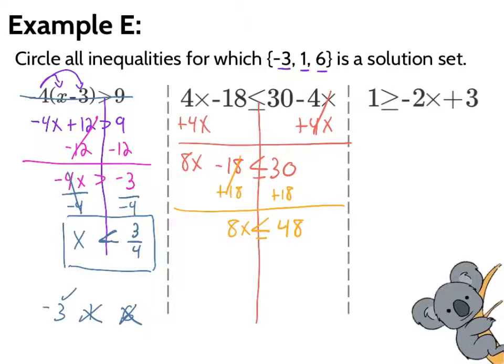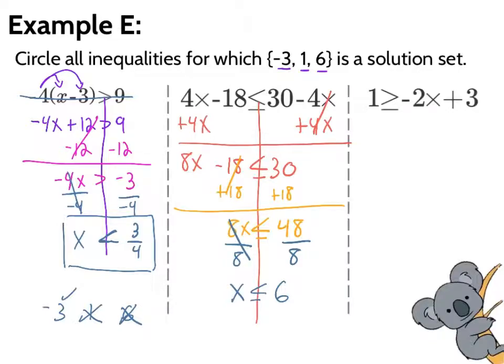Now I'm going to the last step of my inequality. I'm going to divide both sides by 8 because the inverse operation of multiplication is division. 8 divided by 8 is 1, or 1x. I didn't multiply or divide by a negative, so my sign stays the same. 48 divided by 8 is 6, so I've got x is less than or equal to 6.